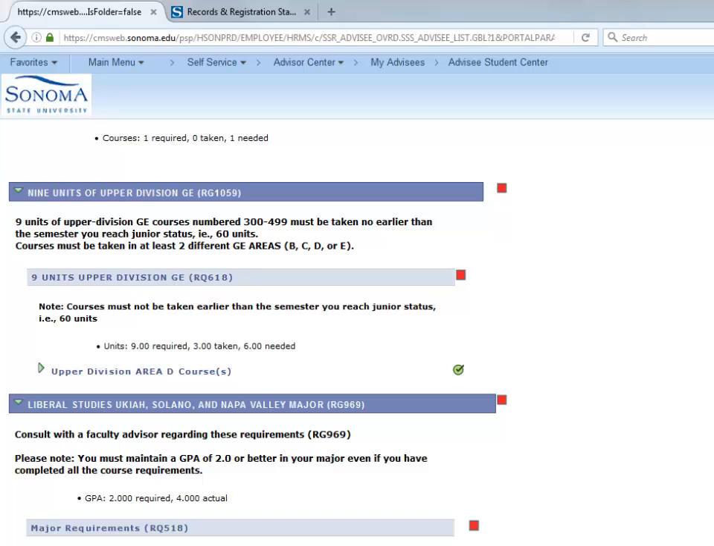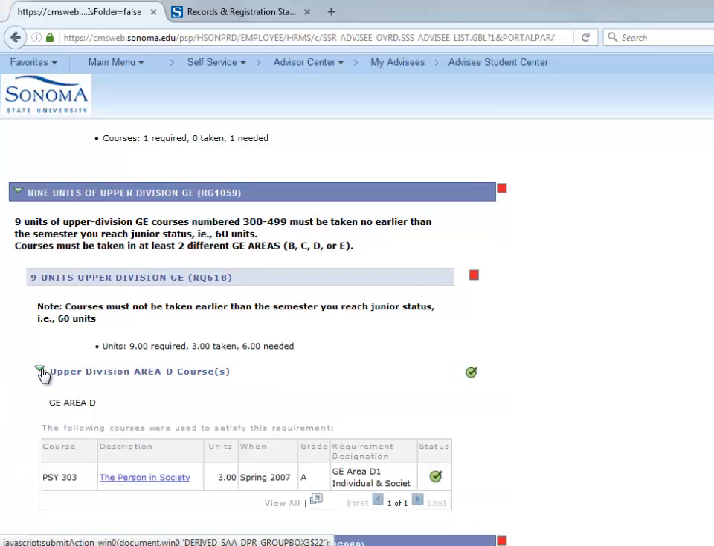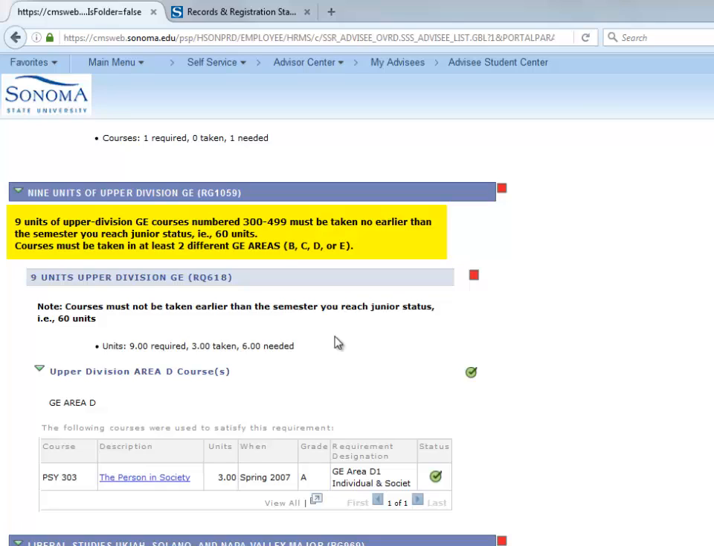So in this case, for example, we see that this student has taken 3 of the 9 units required for upper division GE, and if we click on this arrow, again, it will display the course, in this case, that the student has taken to meet this requirement. A couple of things that are important about upper division GE. You must take these courses at the 300 level or higher from the GE pattern. You cannot take them earlier than the semester in which you will reach junior status, or 60 units, and they must be taken from at least 2 different areas in GE. Otherwise, they will not count as upper division GE.